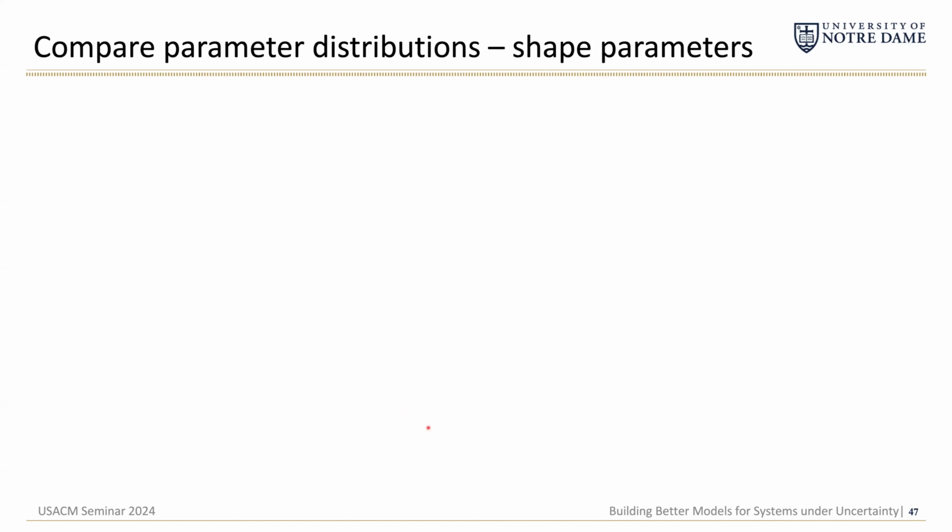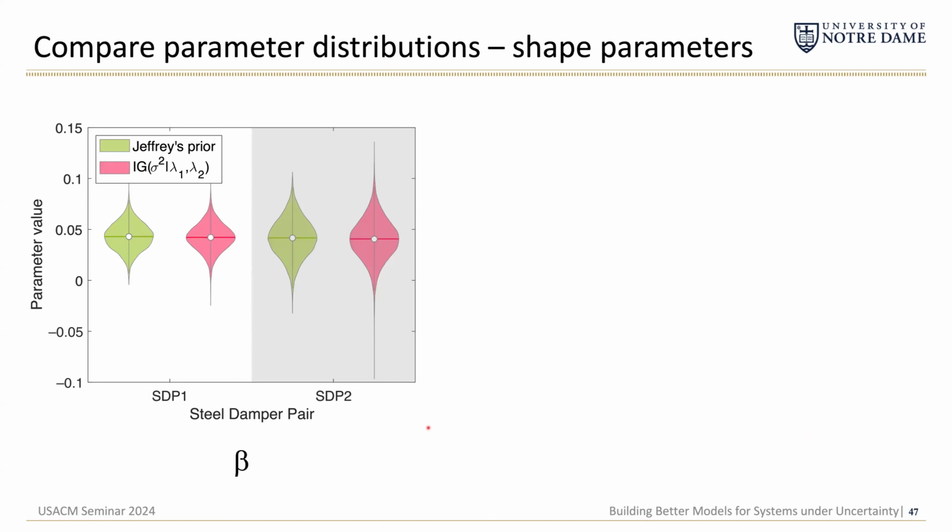So what we first wanted to look at is our parameter distributions themselves. And what I'm showing here is, again, one of our shape parameters, beta, and in white you see steel damper pair 1, in gray I'm showing steel damper pair 2, and then in green, this violin plot is our distribution from using Jeffreys prior. This is the same distribution from the previous slides, but now in pink is the distribution according to the inverse gamma. And I found that these violin plots are actually the easiest way to compare multiple distributions on the same plot.